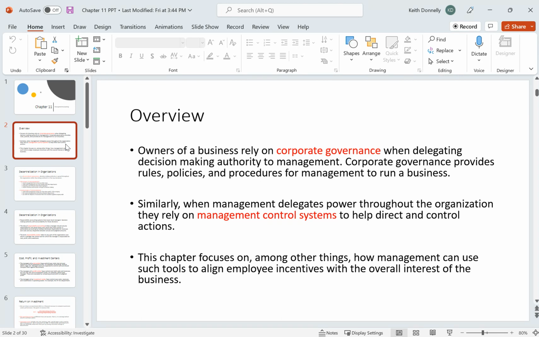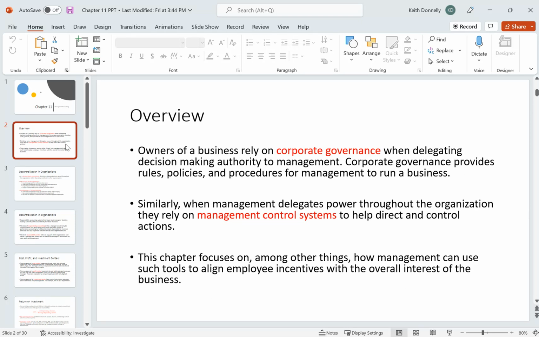Owners of a business rely on corporate governance when delegating decision-making authority to management. Corporate governance provides rules, policies, and procedures for management to run a business. Similarly, when management delegates power throughout the organization, they rely on management control systems to help direct and control actions.